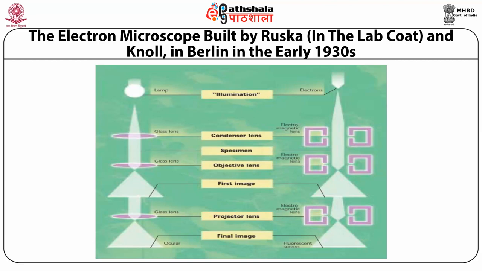Then we put the sample, we have the objective lens where all the information will be focused, and then we have the first image formed, and then we have a projector lens which magnifies the image, and we can see it by ocular. And in the case of the electron microscope, we need a fluorescent screen because we cannot see the electron beam. So this way we can image our samples.